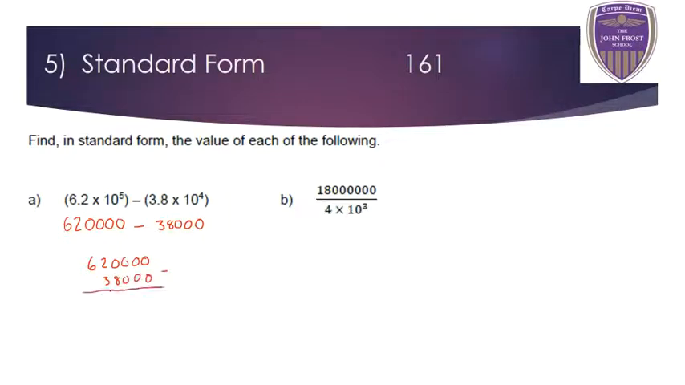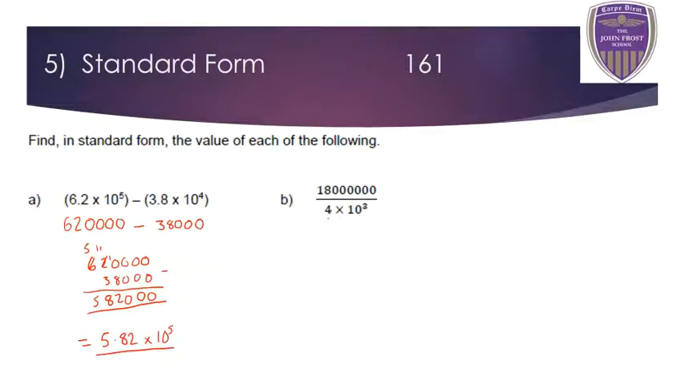Okay, column method, and then just subtract carefully. So naught take away naught. It's quite straightforward to there. We can't do naught take away 8, so we're borrowing 1. 10 take away 8 is 2. We can't do 1 take away 3, so we need to borrow again. So 11 take away 3 is 8. 5 take away nothing is 5. So we got 582,000. I need to put that back into standard form. So it would be 5.82 times 10 to the power of 5.